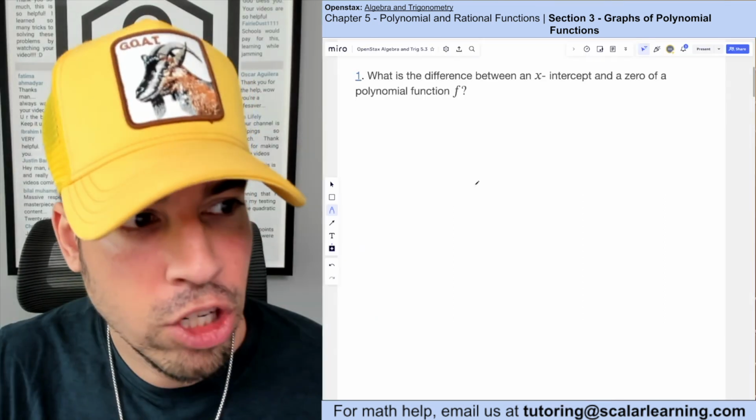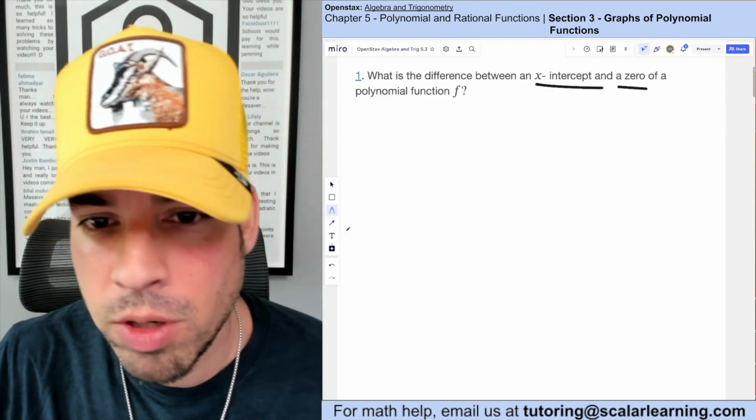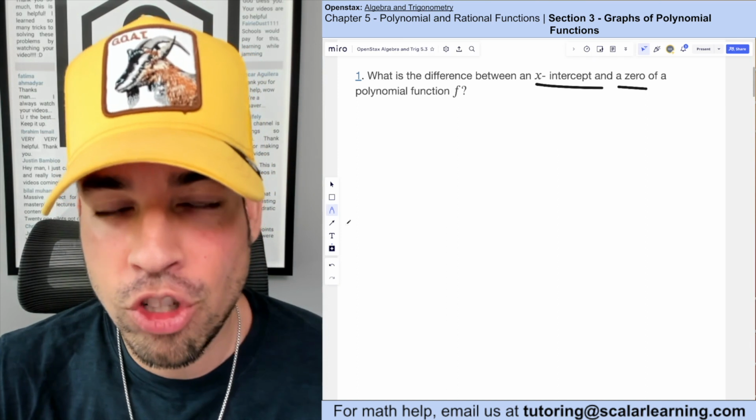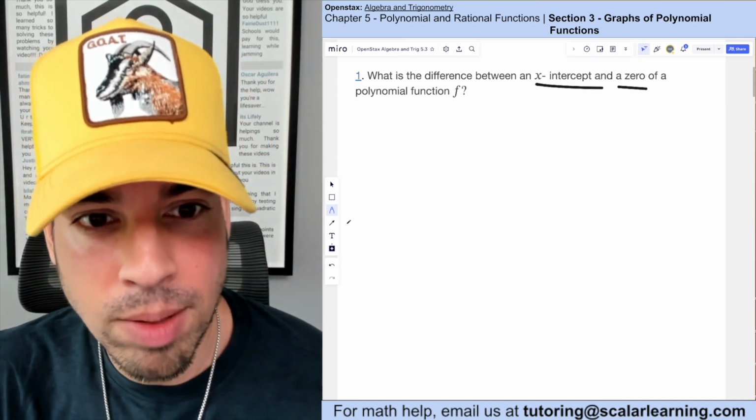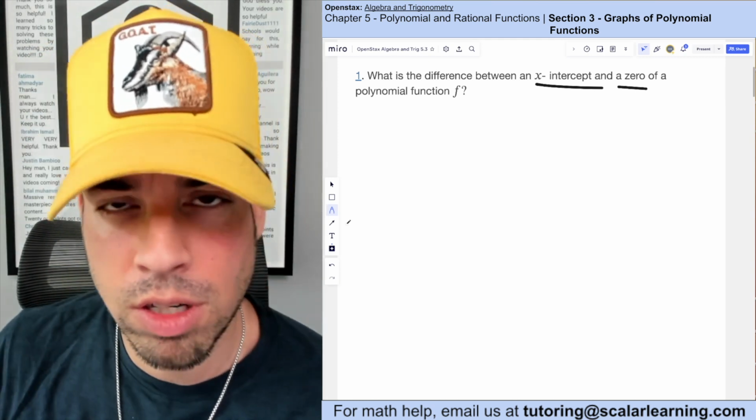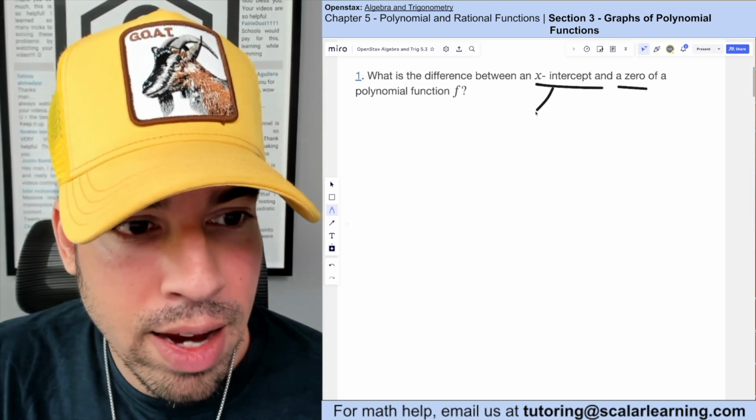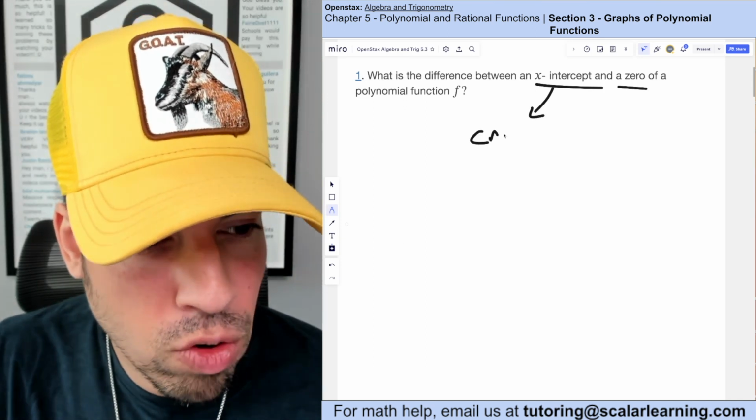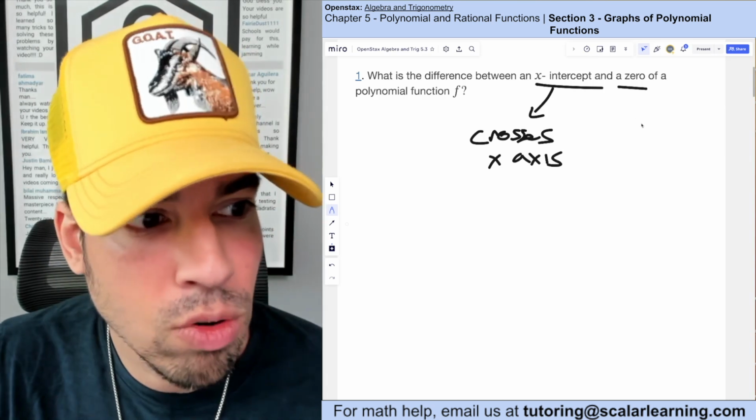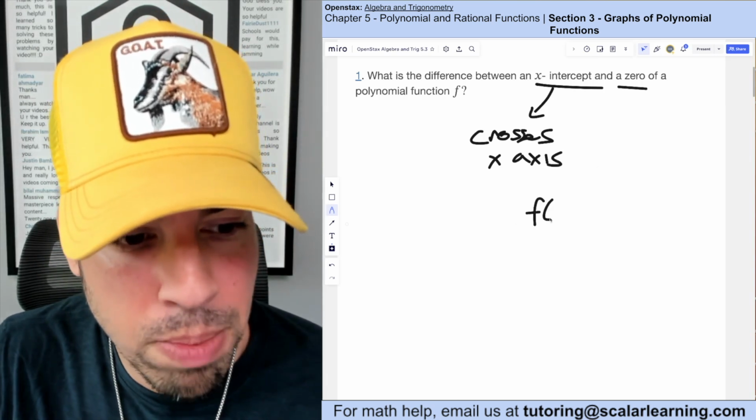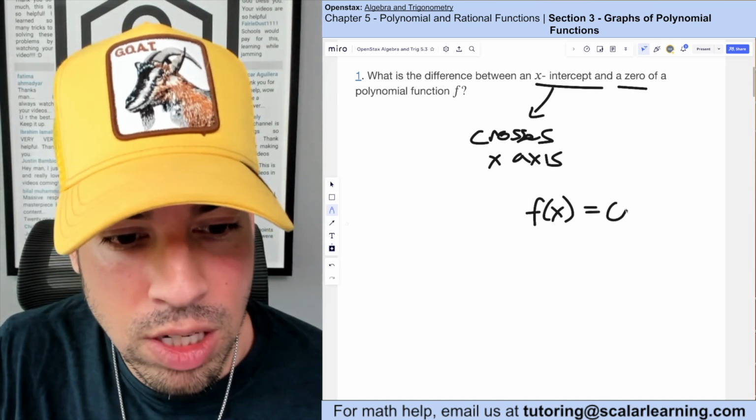Let's do it. Question number 1, what is the difference between an x-intercept and a zero of a polynomial function? So I generally look at these as kind of synonymous, because your x-intercept is also going to tell you where the zero of a polynomial function is. But if we want to say explicitly, an x-intercept is where the function crosses the x-axis, and the zero of a polynomial function is when the polynomial function itself, f of x in this case, would actually equal 0.